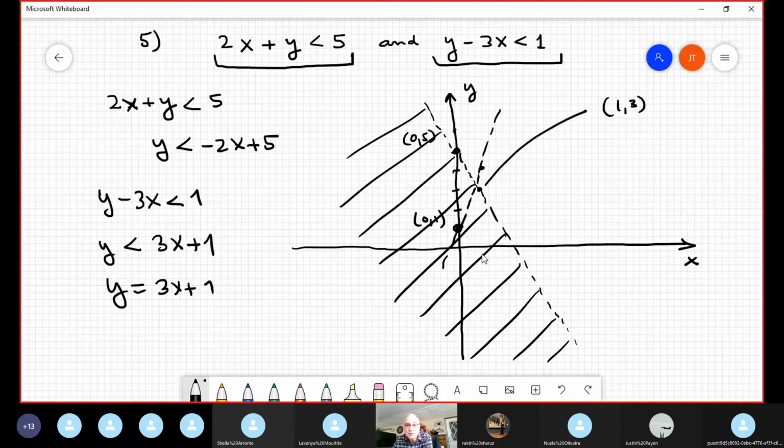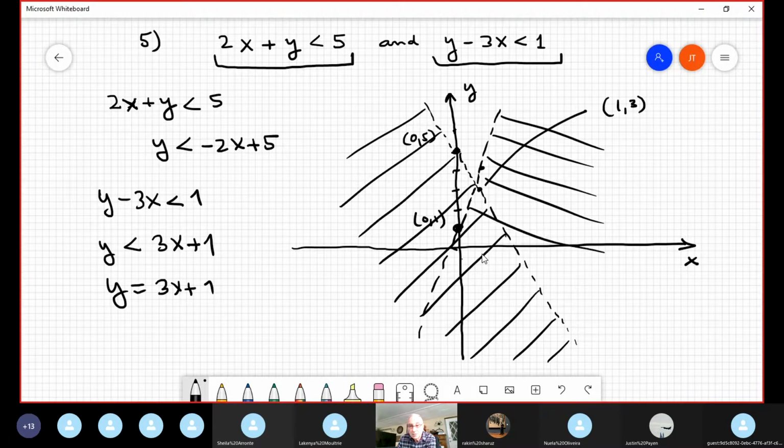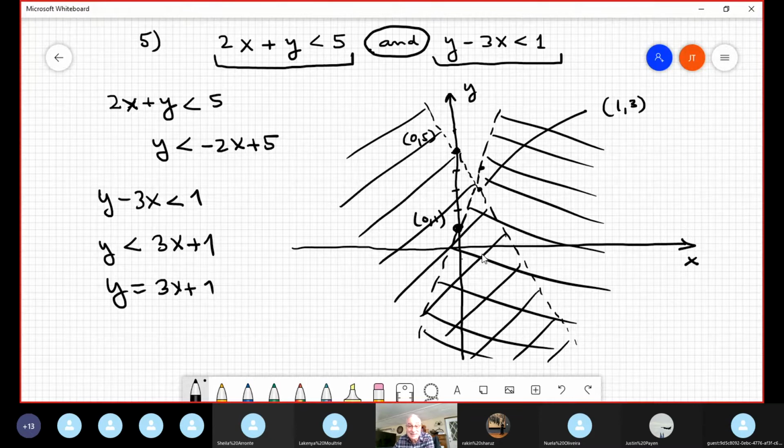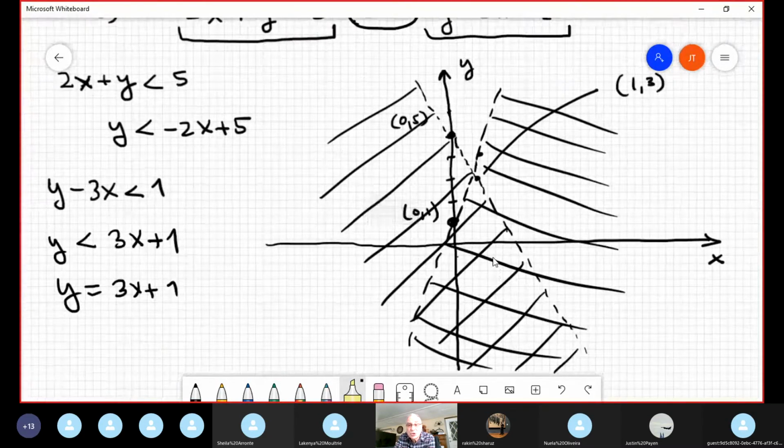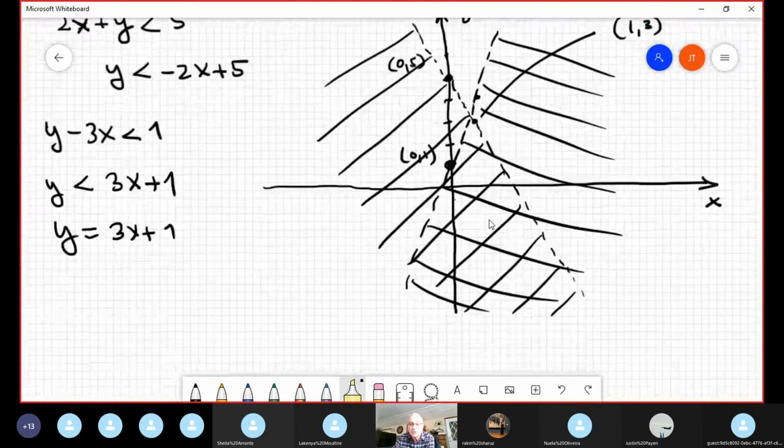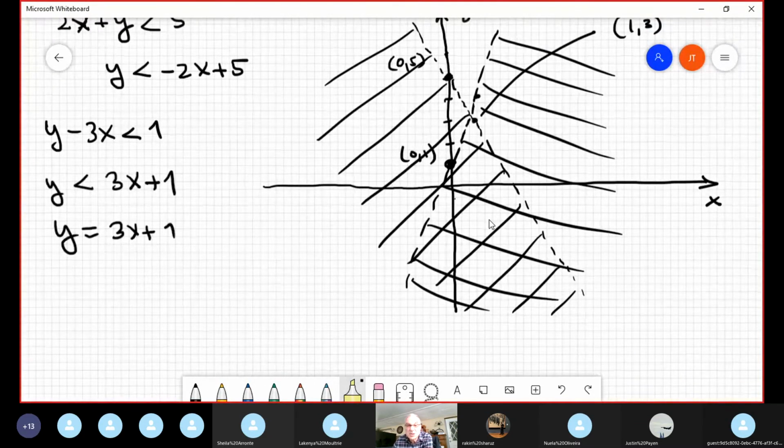Okay, and you can see it's less than, so it is below the line. In this case, both are below. Now, "and" is the intersection, and the intersection I can see using my eyes. Look at that and zoom in. It is the part in which the lines cross. So I suppose it's this region.